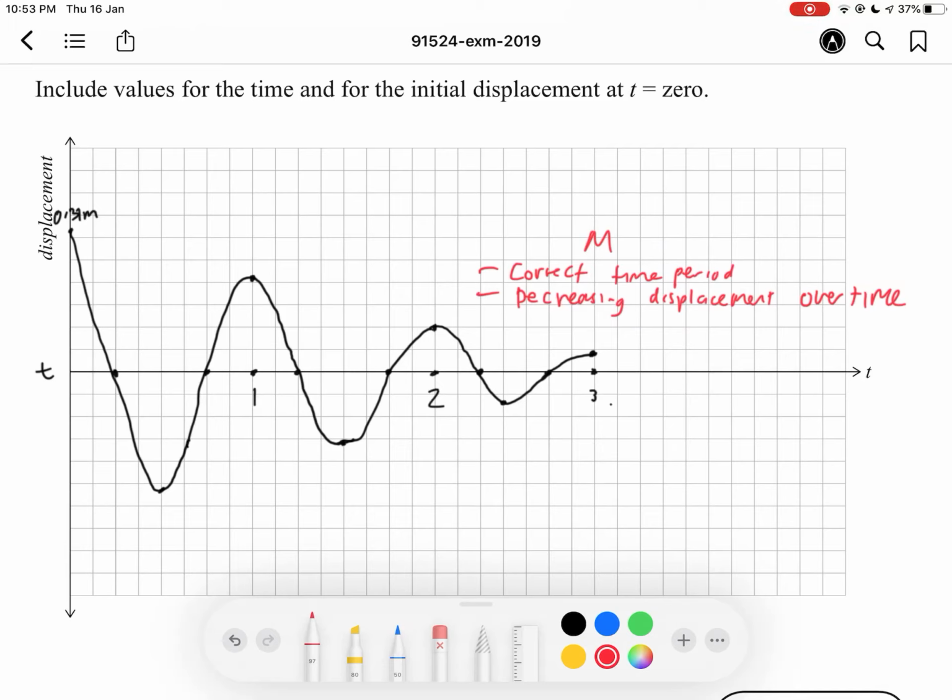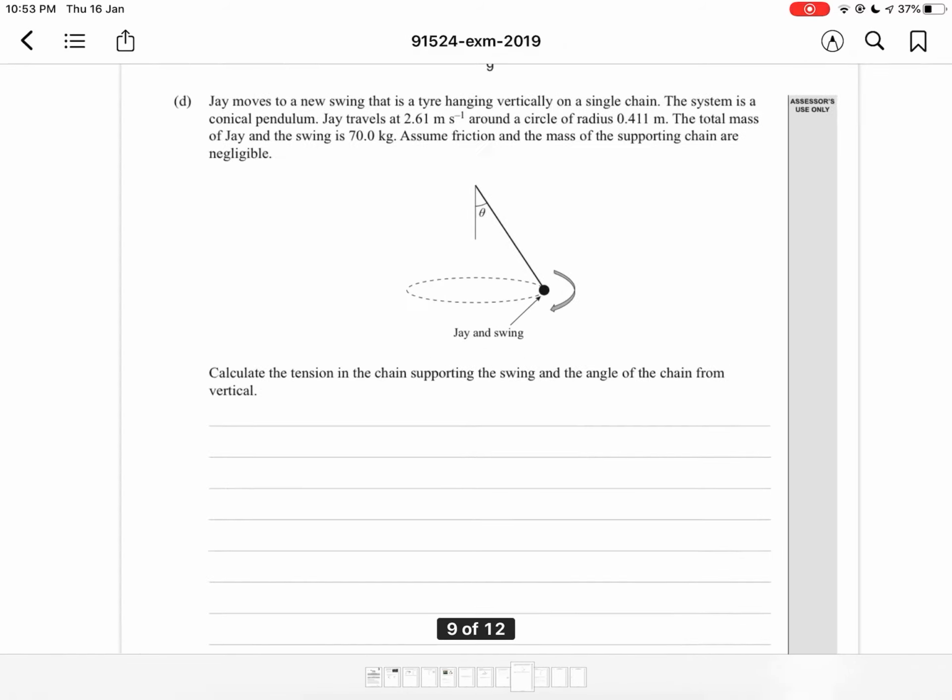Decreasing displacement over time, and that will get you a merit grade. To get an achieved grade, you only need to have one of these. So either the time period is correct or the displacement is correct, and you'll get an achieved.